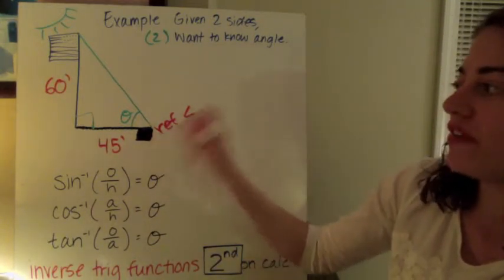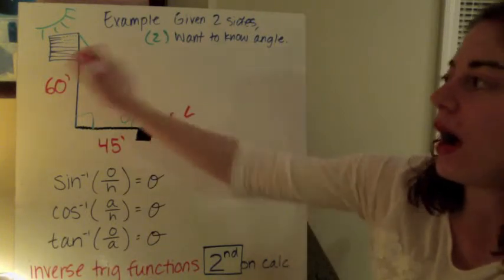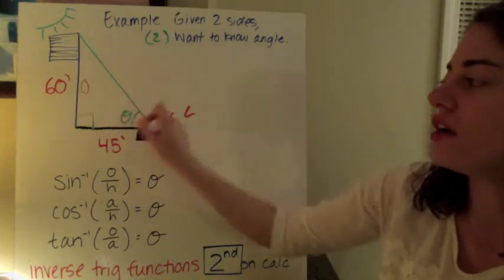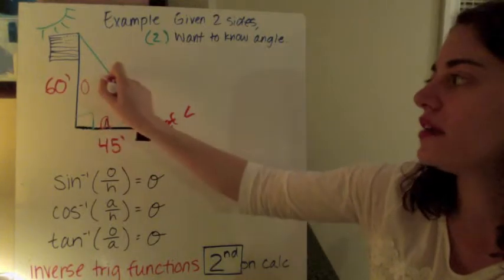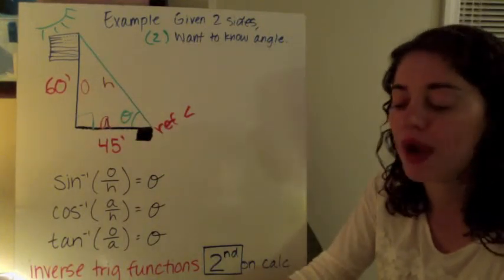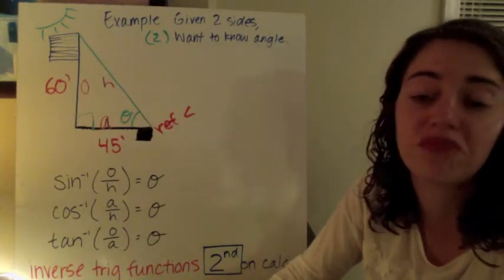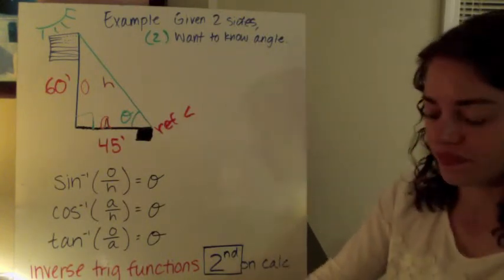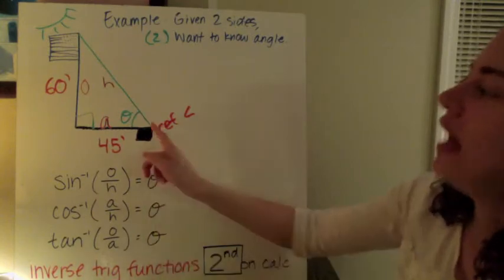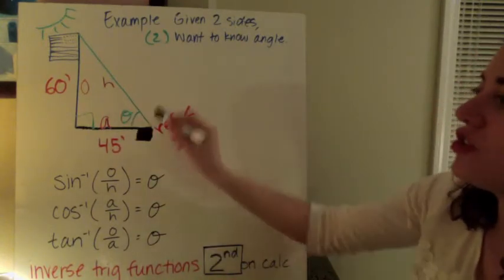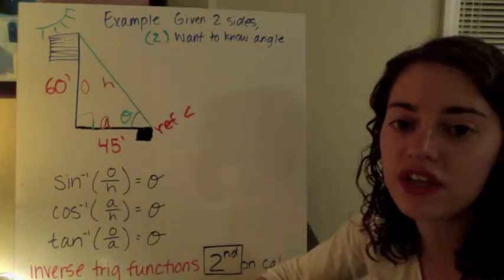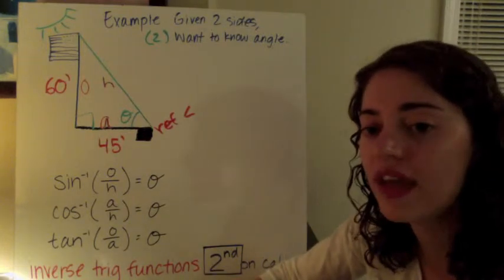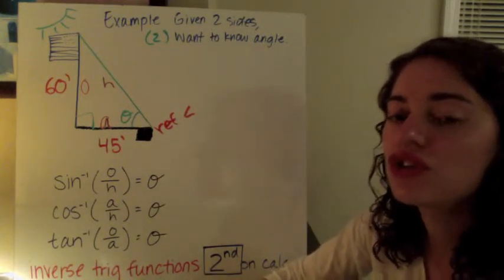So we have our reference angle here. We have our opposite leg, our adjacent leg, and our hypotenuse. The hypotenuse is always the hypotenuse, no matter which reference angle. So here I'm trying to find what this angle is. Which trig function is going to involve the opposite leg and the adjacent leg?